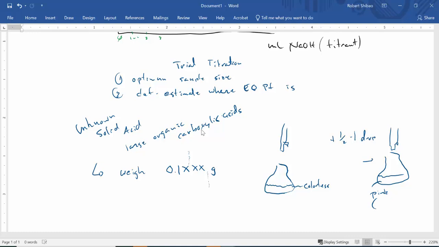With swirling, it should stay pink. It's not going to stay pink for very long after that because of CO2 in the air, so try not to breathe out on these. And so we're going to do this in a regular Erlenmeyer and then swirl.